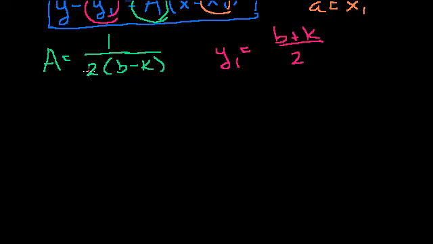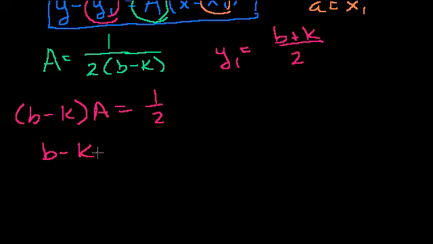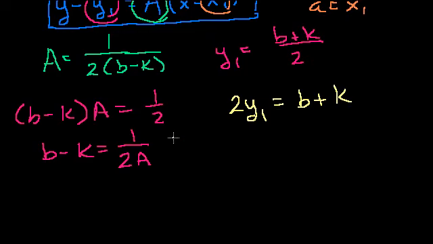So if we multiply both sides of this equation times (b minus k), you get (b minus k) times A is equal to 1/2. Divide both sides by A, you get b minus k is equal to 1 over 2A. And on the right-hand side, let's use this other formula right here. If we multiply both sides by 2, you get 2 times y1 is equal to b plus k. Two equations with two unknowns. Let's take this and bring it down here. So you get b plus k is equal to 2 times y1.